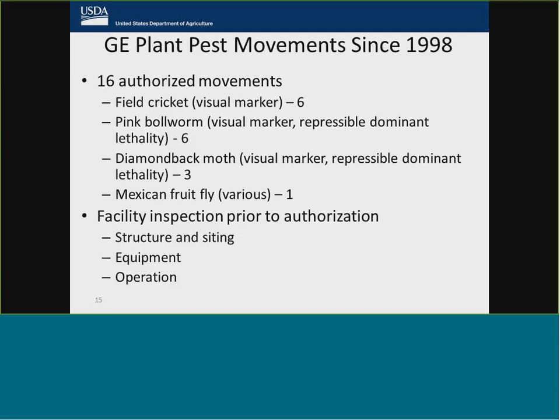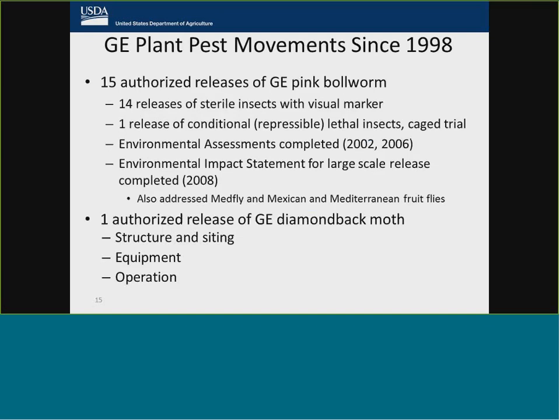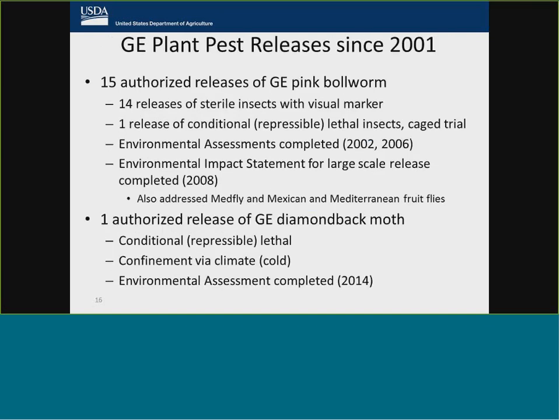And we work with plant protection and quarantine, APHIS plant protection and quarantine, for this purpose. In addition to movements, we've had several GE insect plant pest releases since 2001, 15 authorized releases of GE pink bollworm, and I'll point out here that 14 of those releases were sterile insects with visual markers. One release was of conditional repressible lethal insects, and that was a caged trial.